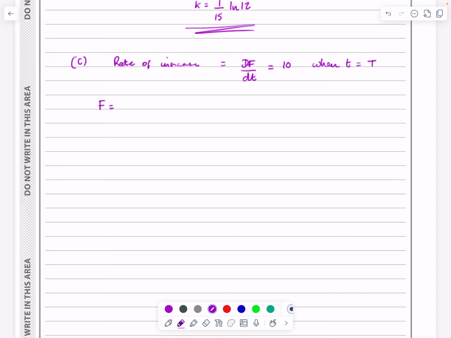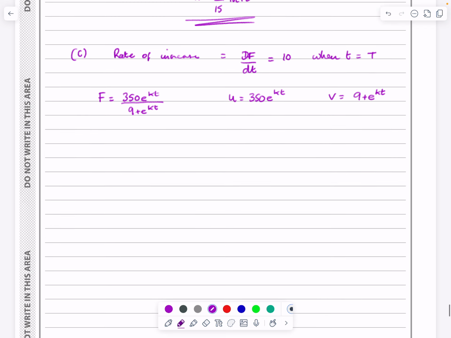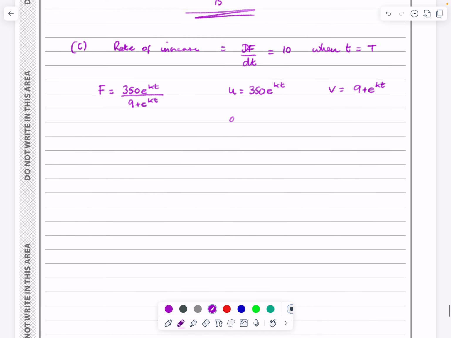F is equal to 350 e to the kt, all divided by 9 plus e to the kt, and I've got to find df by dt. So I'm going to say u is equal to 350 e to the kt, and v is equal to 9 plus e to the kt, and I'm going to do this as a quotient. I always do a quotient in the same layout, just means I'm less likely to make mistakes.